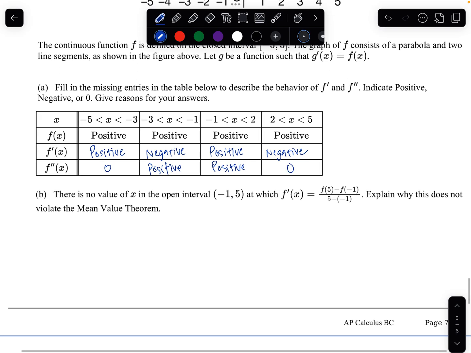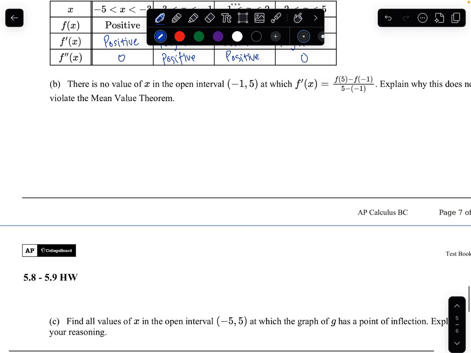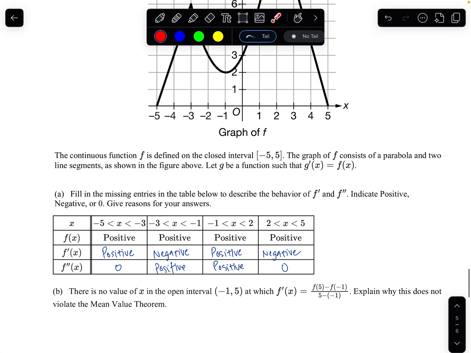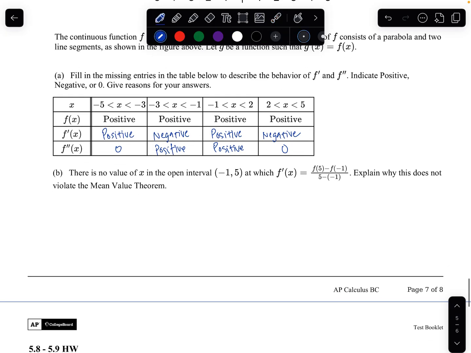And then 0 because no concavity. Okay, there is no value x in the open interval from -1 to 5 at which f prime... Explain why this does not violate the mean value theorem. So let's state the conditions of the mean value theorem.